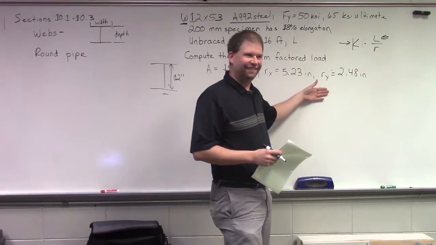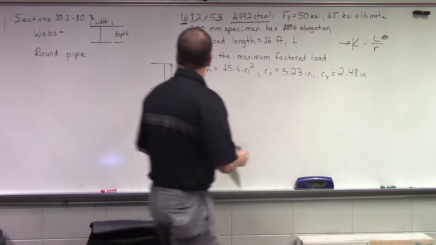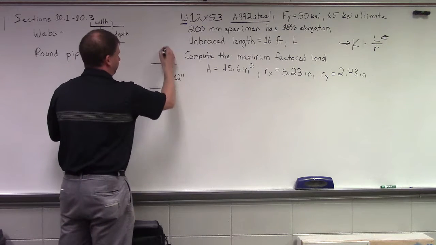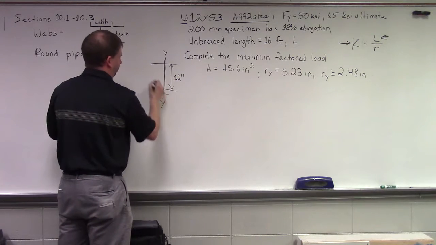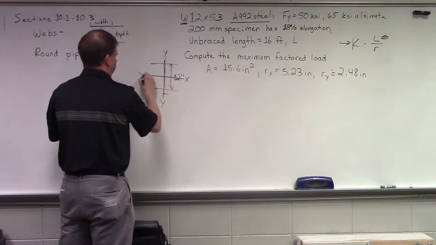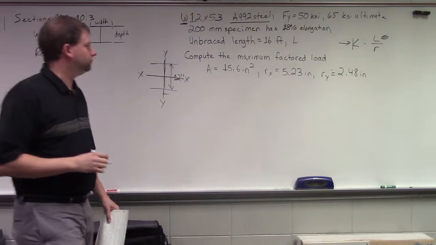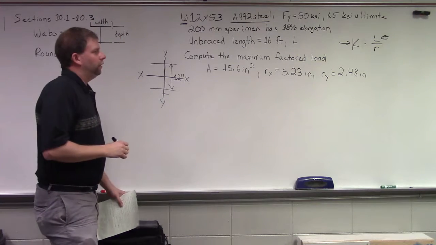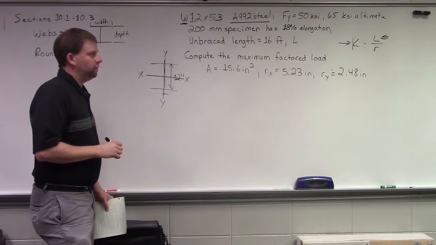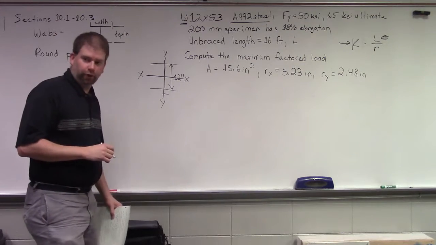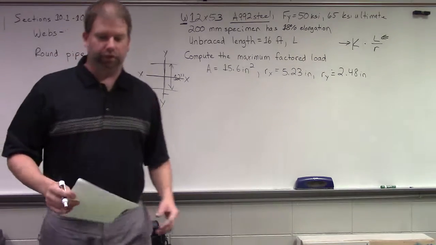Is there a visual? Can you point to Y and X on that I-beam? Where's RY and RX on this I-beam? So you're saying that Y is 2.4 inches long, and RX is 5.23? I thought this was the width. No, isn't that the allowable rotation?